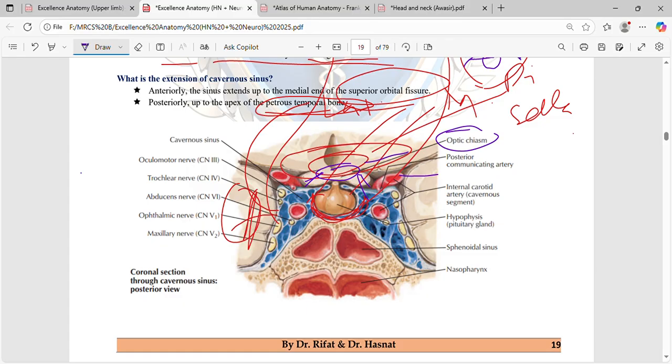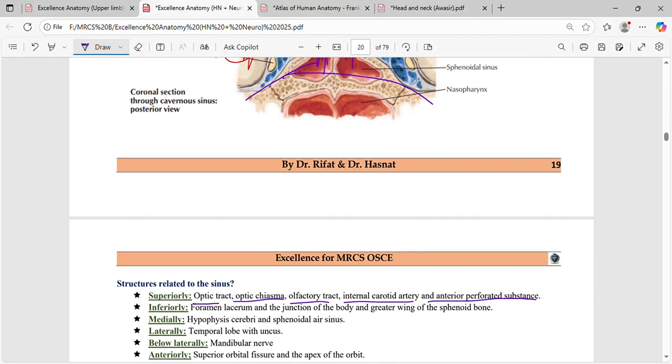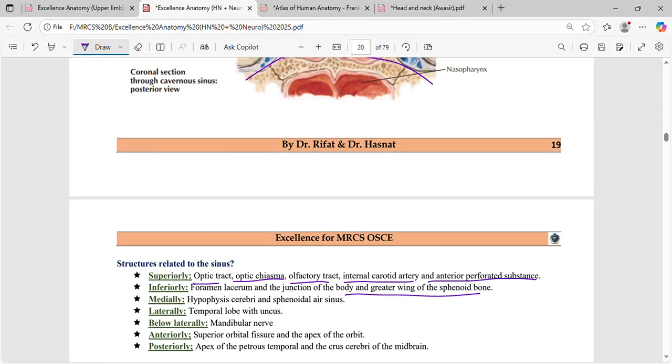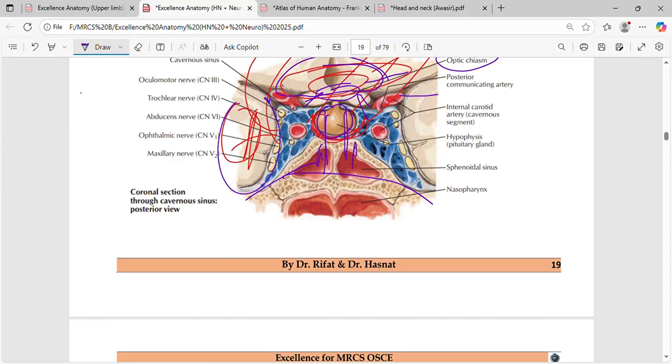So here medially you can see this is the pituitary, hypophysis, and the sphenoid sinuses. Superior we discussed this area, medially this area, and inferiorly we have the foramen lacerum and the junction of the body and greater wing of the sphenoid. Laterally, we have the temporal lobe with uncus.